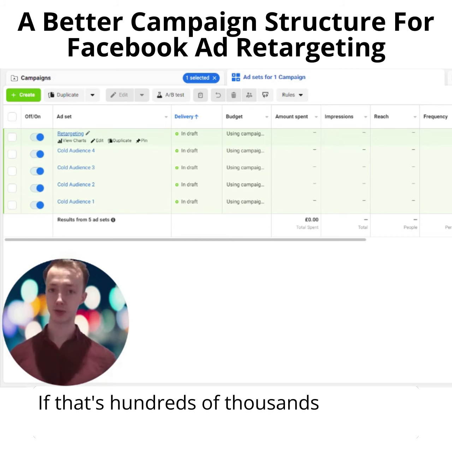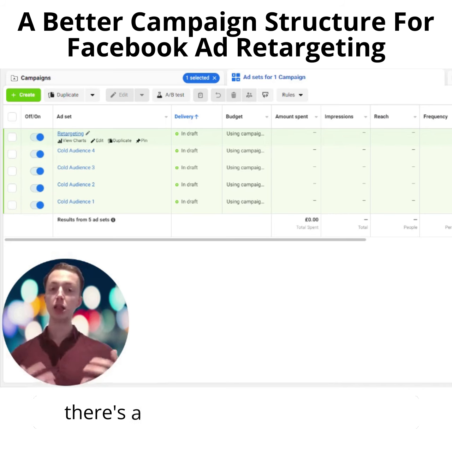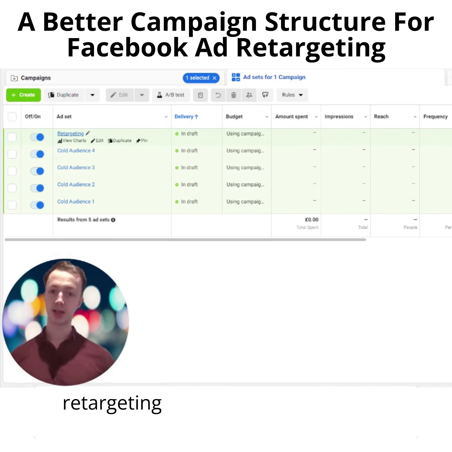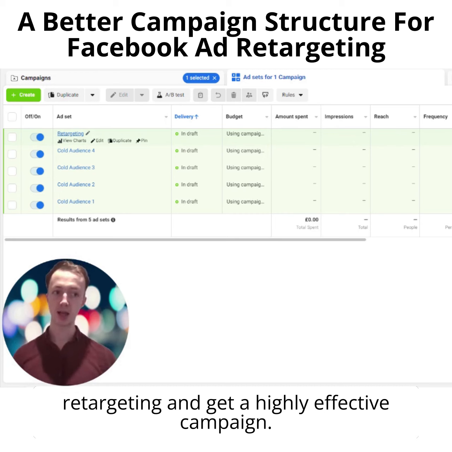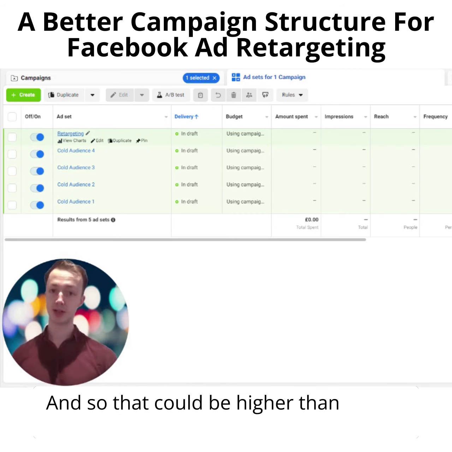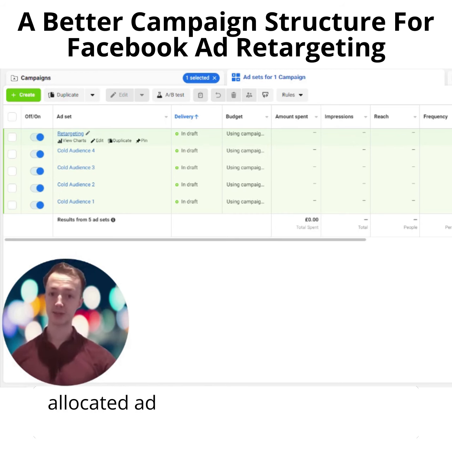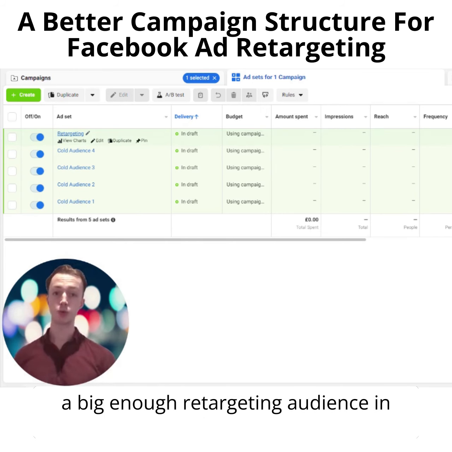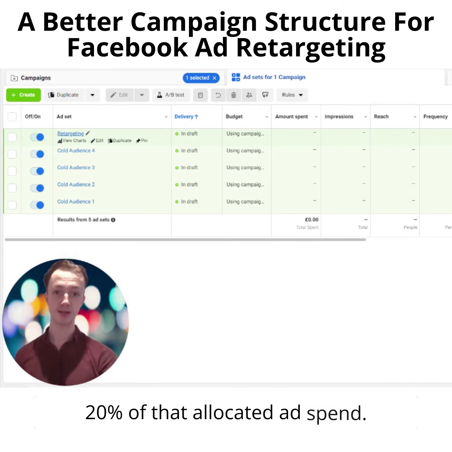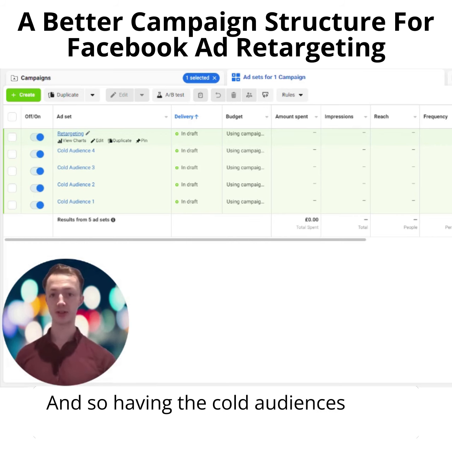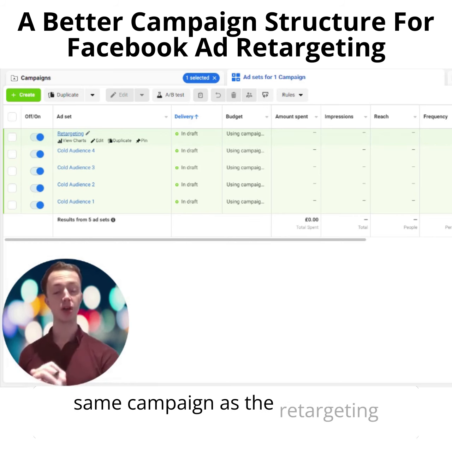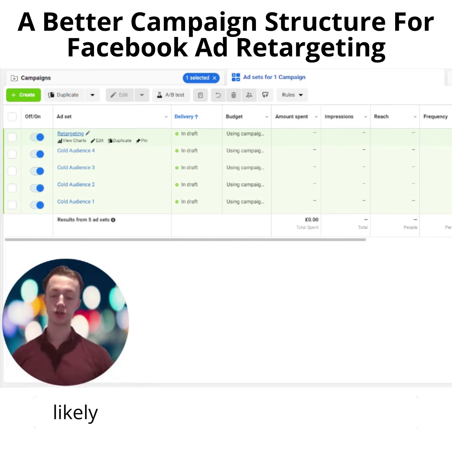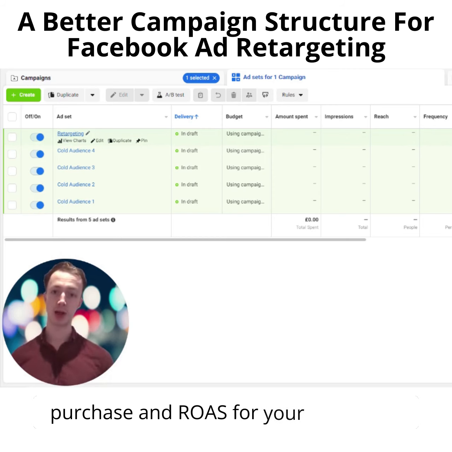If that's hundreds of thousands of people, then there's a lot of potential to carry out retargeting and get a highly effective campaign. And so that could be higher than 20% of your allocated ad spend going to retargeting audiences. However, if you have a new website, then you may not have a big enough retargeting audience in order to carry out 20% of that allocated ad spend. And so having the cold audiences within the same campaign as the retargeting audiences is certainly likely to overall drive that best cost per purchase and ROAS for your campaign.